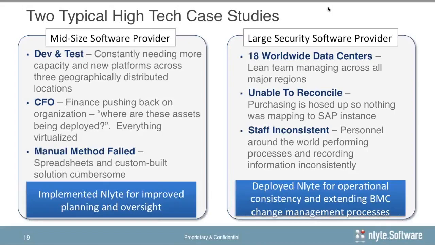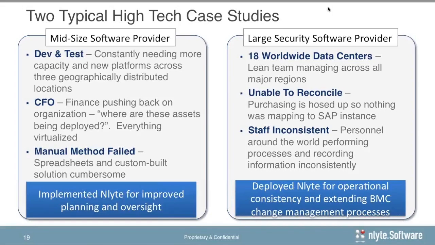The second case study is a large security software provider. We actually have quite a few security software companies. This particular one had 18 data centers worldwide and an extremely lean team. Actually, it was amazing how small a team they had.